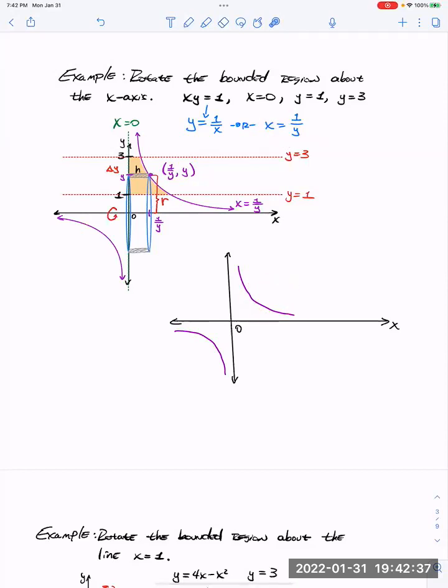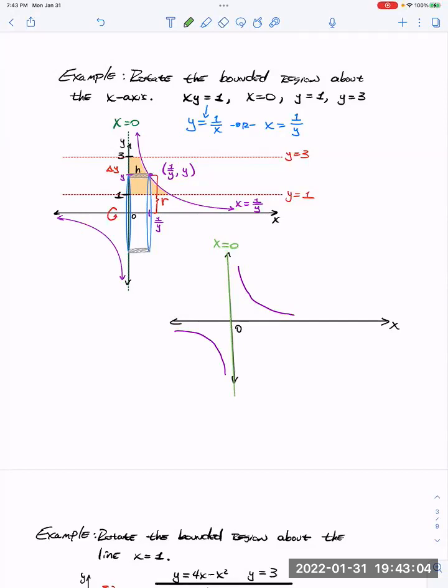Then we have two lines. We have x equals 0. Well, x equals 0 is the what? That's simply the y-axis, correct? That's this axis here. So this line here is x equals 0, which is this line right on top of here. I'll draw it right there.